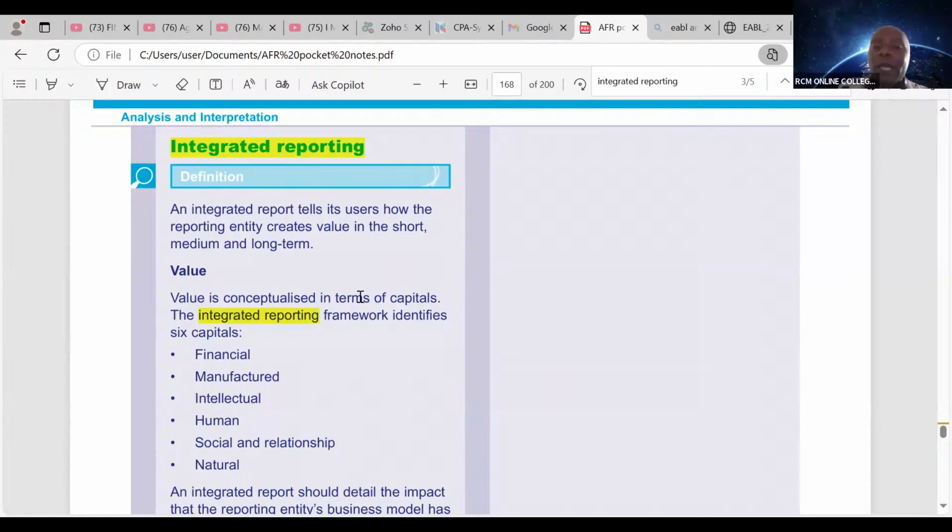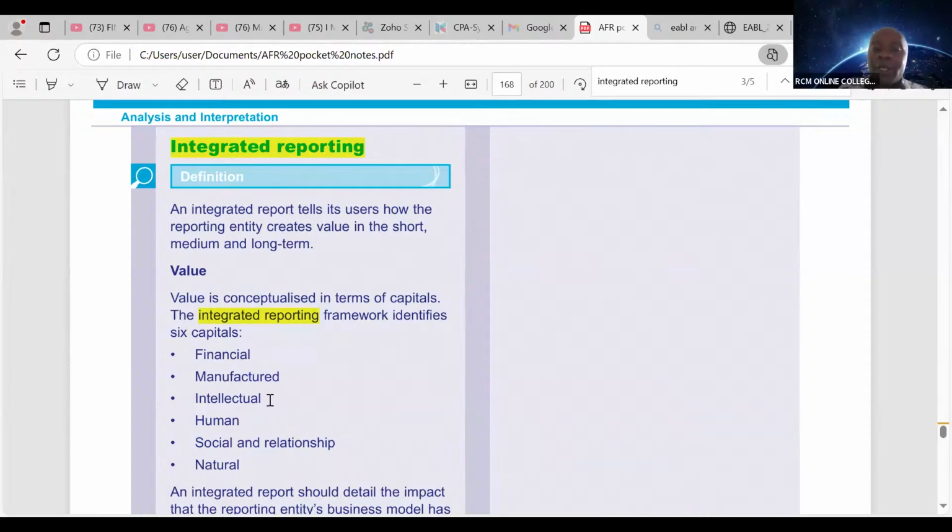Value is conceptualized in terms of the capitals. We normally have what we call six capitals. Very common, six capitals. The integrated report framework identifies six capitals. The first capital is called financial. We have our manufactured capital, the buildings, etc. Those are manufactured capital, because you can't work without stores, without warehouses, without production plants.